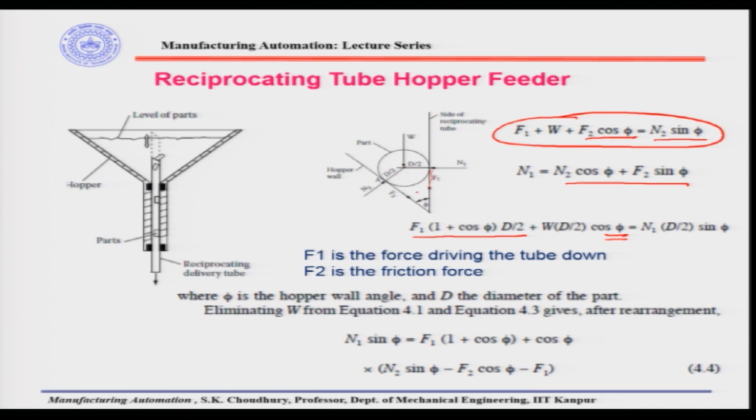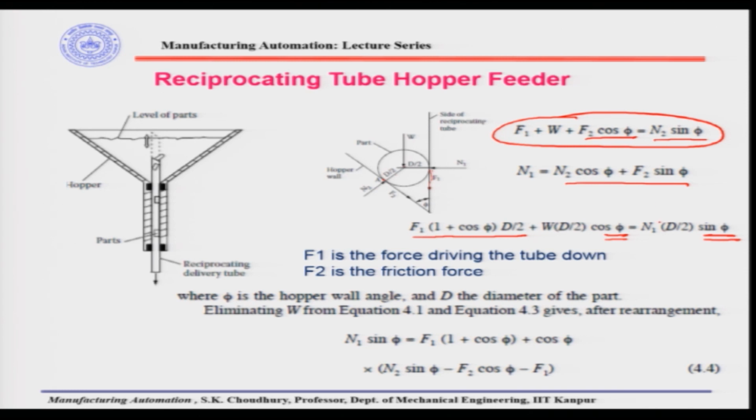This moment will be in the clockwise direction, because F1 is giving that moment, W is giving that moment. This will be resisted by something which will be coming anti-clockwise, and the anti-clockwise it is coming as N1. N1 will be coming to this point, so it will be N1 into d by 2 into the sin of the phi. Okay. So, this is another equation which is the moments, all moments around the point A.